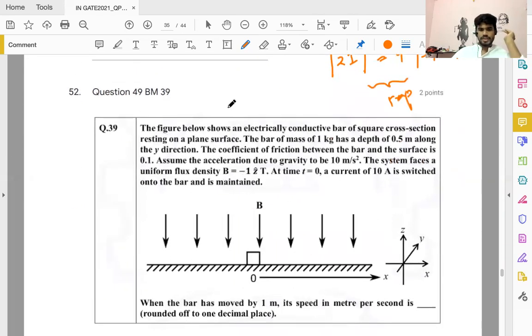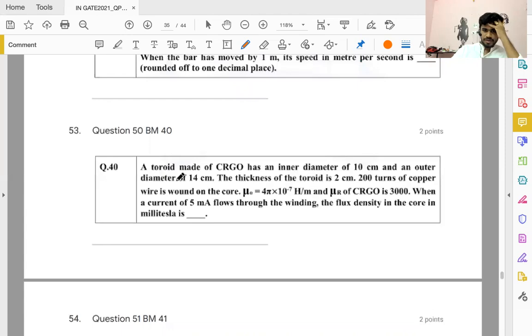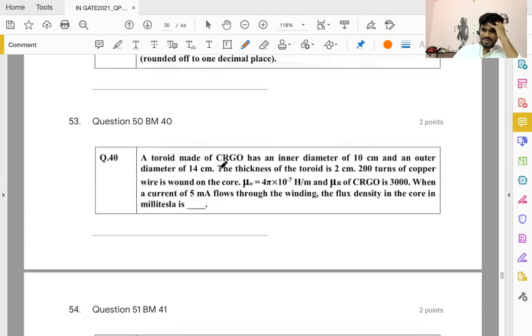Okay, electricity, conductive bar, bar is moved. Okay, not there. Electromagnetism, not there. Let's skip it. Toroid with an inner diameter. Toroid, okay, tempting, but let's again skip this.